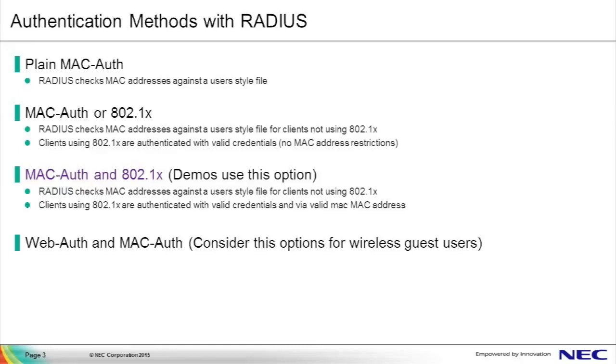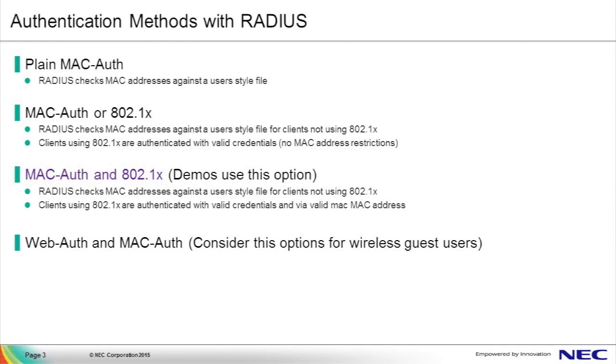Thirdly, is the scenario where 802.1x clients must also use MAC authentication. In this scenario, both the MAC address and 802.1x credentials are checked against the Radius server. This line is highlighted because this is what we'll show in the demo coming up shortly. And finally is the scenario where we'll use web authentication and MAC authentication, which should be considered for a scenario such as wireless guest access.